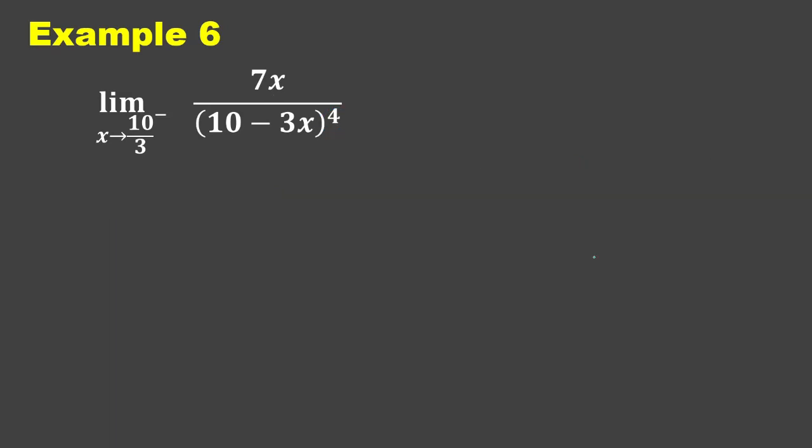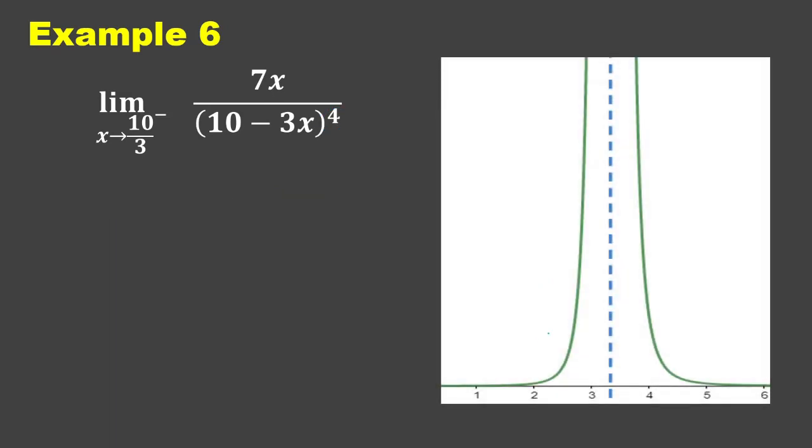Let us check using its graph. As you can see here, we have a vertical asymptote at 3.33 or 10 over 3. And as x gets closer and closer to 3.33 from the left, f of x increases without bound. So this is positive infinity.